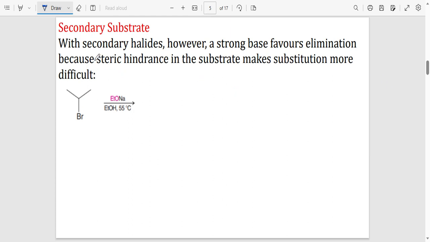Now, what happens when you use a secondary substrate? We are still using the same strong and unhindered base, but we are using a secondary substrate. For a secondary substrate and a strong base, you are going to favor an elimination reaction. Why? Because there is steric hindrance. If you look at this position, you have these carbons. For the base to attack and break this bond, that will not happen easily. So that is why this reaction is going to opt for the E2 mechanism.